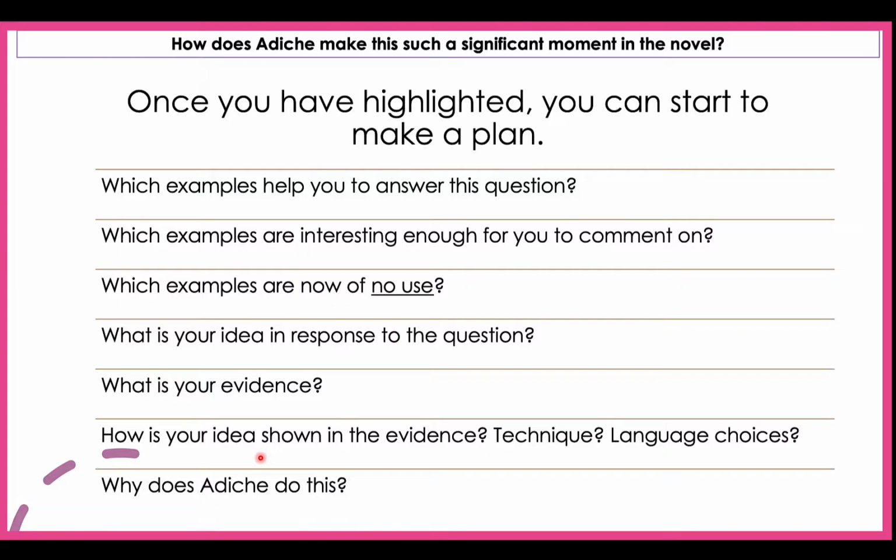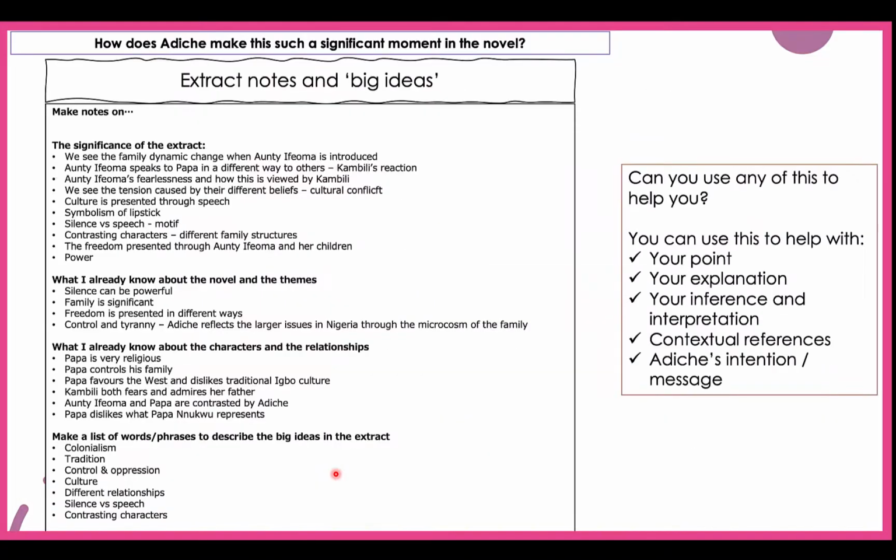You can then start to do your analysis or your annotations of the quotations if you hadn't already done it at the stage of reading and highlighting. Think about the techniques used by Adichie, think about the language choices, and then think about, why is it presented in this way? Why does she use these particular techniques or methods in her writing?